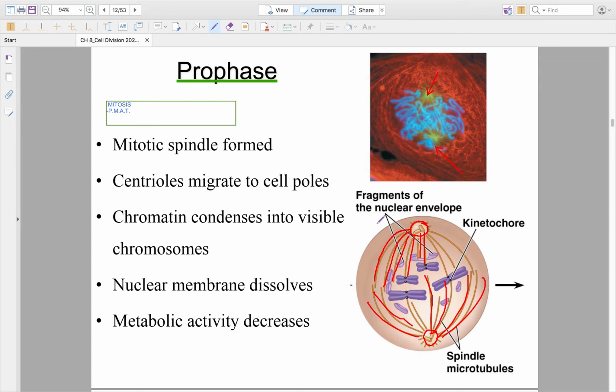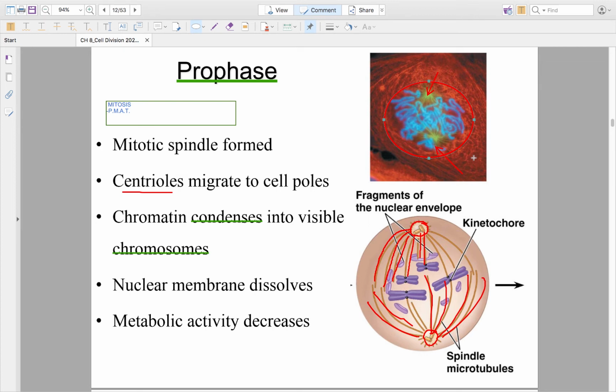So we have the mitotic spindle formed. The centrioles are going to migrate to the poles of the cell. All of our chromatin is going to condense into visible chromosomes. Normally we cannot see DNA unless a cell is in the middle of cell division. Then you can see it, and you can see it right here in this image. You normally wouldn't be able to see it, but we're in prophase, so you can.